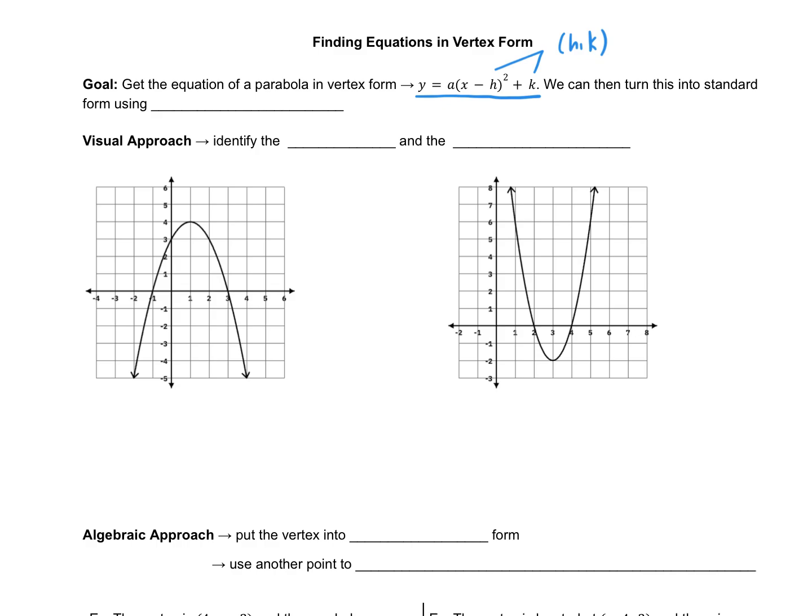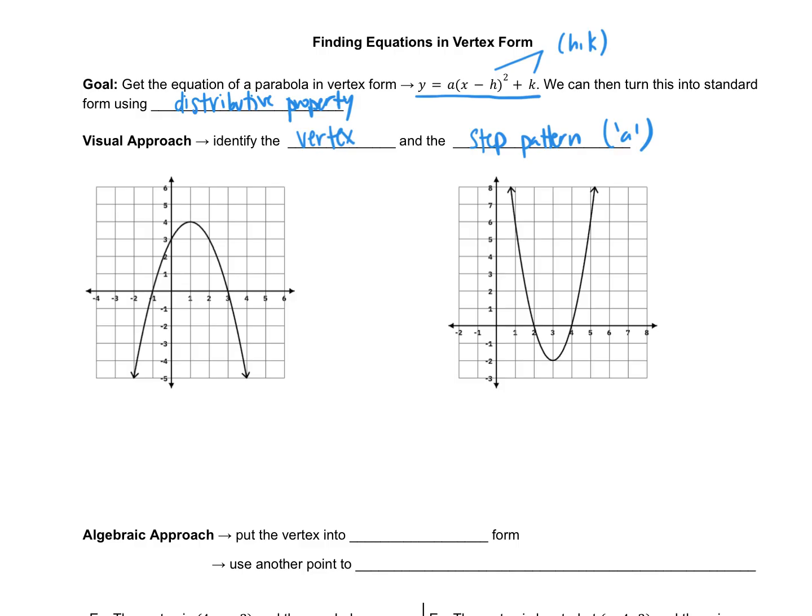Now, if I did want my equation in standard form, I could get that by expanding and simplifying, using the distributive property. Now, if I want my equation in vertex form, the first thing I have to do is identify the vertex. And if I have a graph and I can easily read off the step pattern, then I also want to identify that because that gives me my a value.